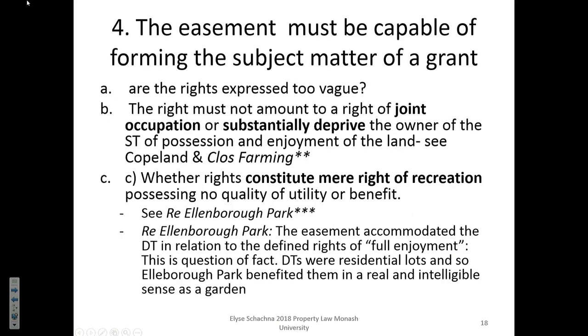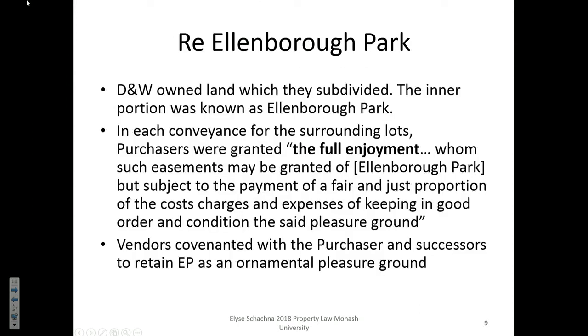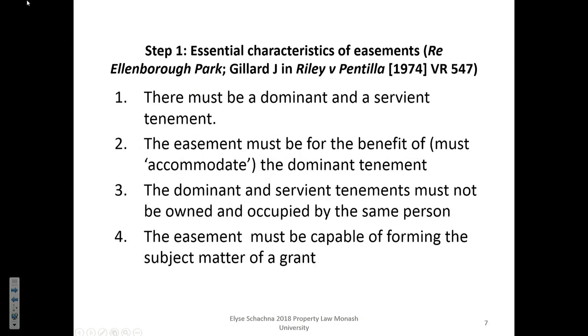So just to recap now, back to this slide here, there are 4 elements that an easement needs to satisfy in order for it to be valid. There must be a DT and an ST. The easement must be for the benefit of and must accommodate the dominant tenement. The dominant and servient tenements must not be owned and occupied by the same persons. And the easement must be capable of forming the subject matter of the grant.